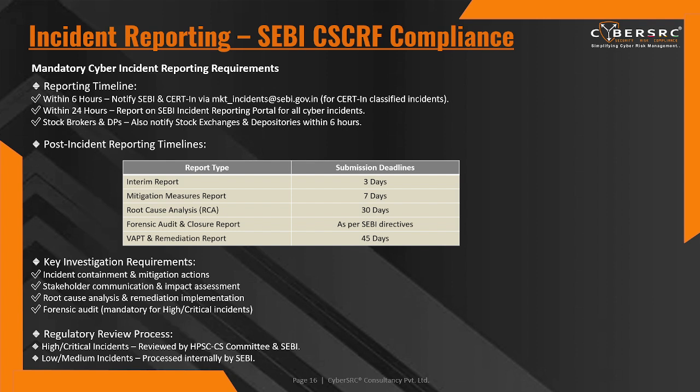Key investigation requirements: the regulated entities must conduct incident containment and mitigation actions. They need to communicate the incident details to the relevant stakeholders and also share the impact assessment report with them. The entities must conduct root cause analysis of the issues and also maintain the remediation implementation roadmaps. And also they need to conduct forensic audits. These audits are mandatory for high and critical incidents. Next is the regulatory process review. High and critical incidents are reviewed by HPSC, CS committee and SEBI. Low and medium incidents shall be processed internally by SEBI.